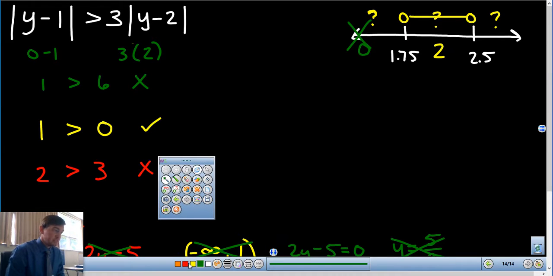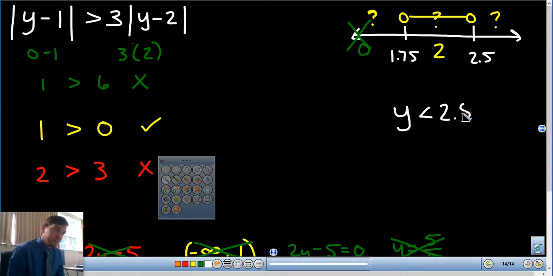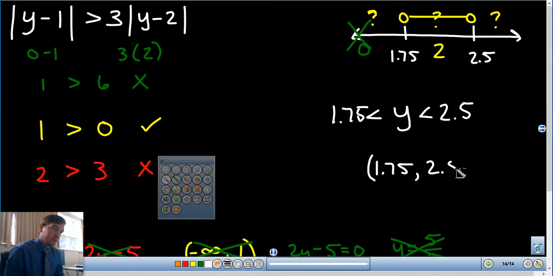You can write this in different ways, but the y value would be lower than 2.5, and it'd be greater than 1.75. That would be, as an inequality, interval notation, 1.75 to 2.5, not inclusive, because we didn't have the equal to there for any of those.